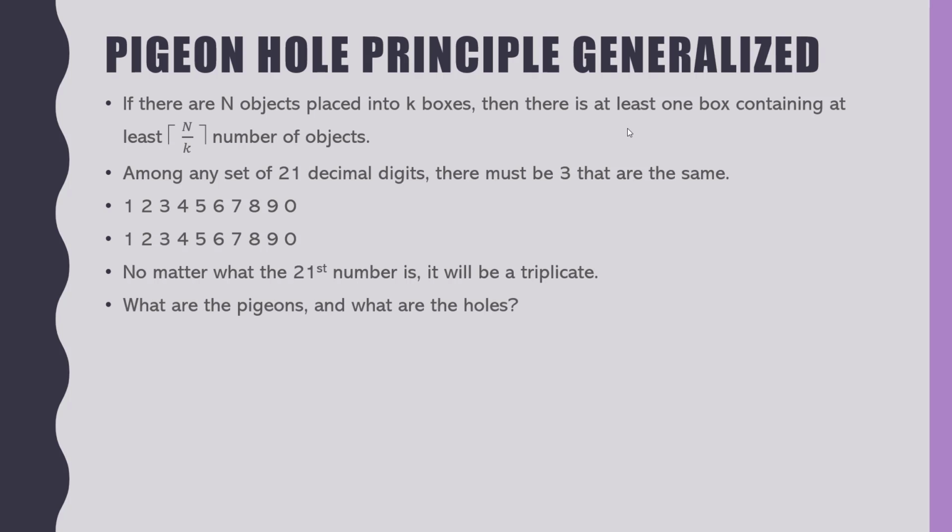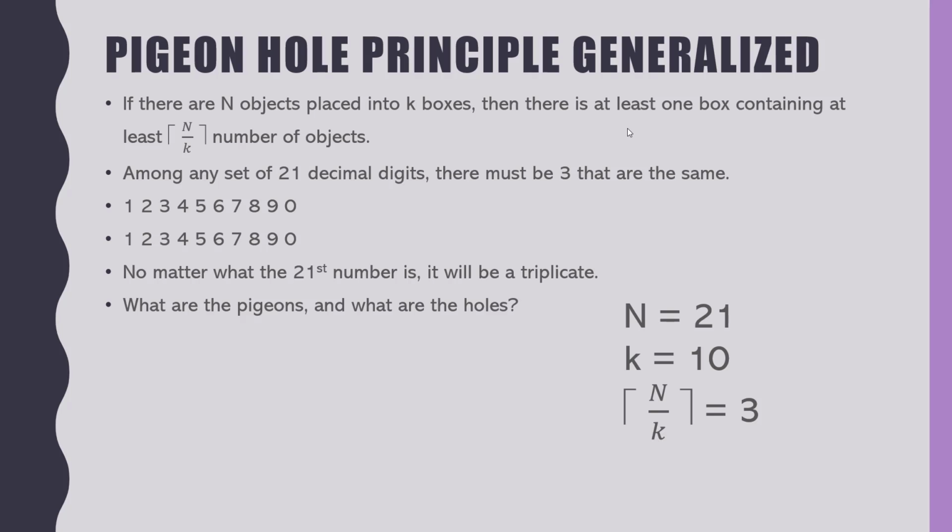What are the pigeons and what are the holes in this case? The holes are the 21 possible digits. Close. Those are the pigeons. The holes are the 10 slots. The 0 through 9. Those are the 10 possible places that you can put a pigeon. It can either be a 0 or a 1 or a 2 or 3, right? You have 10 boxes. And in box number 1, I'm gonna put all the zeros and so forth.